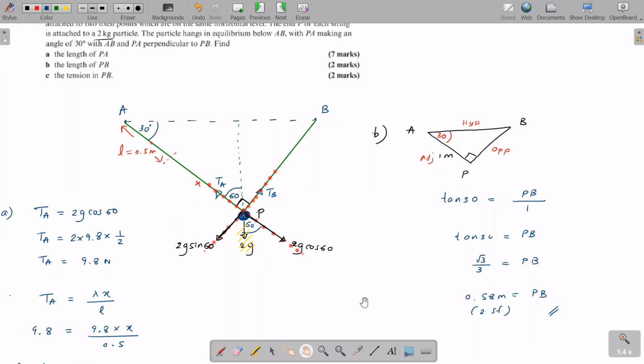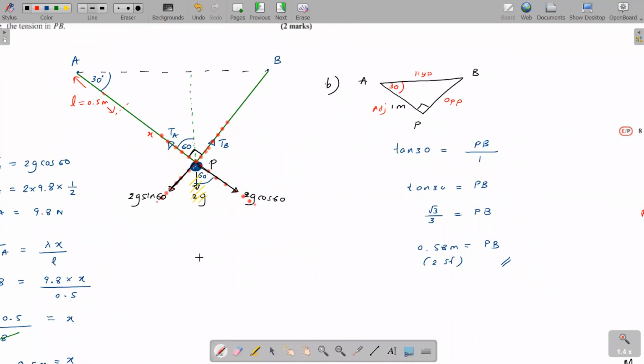Part C, the tension in PB. So tension in PB is something that's really simple now because of the way that we resolved. Tension B is immediately going to be 2G sine 60. So input the value and get me the tension B. How much is it? 2G sine 60, sine 60 is root 3 over 2, which means I get tension B is root 3G, exact answer.